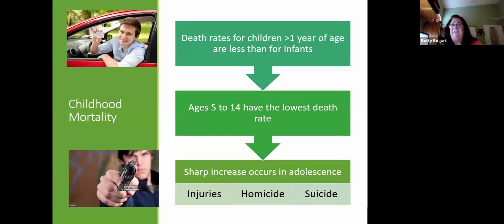Childhood mortality, death rates for children greater than 1 year old are less than for infants. What do you think? Well, infants, they're going to get sick. Whatever they were born with is going to take over them, or they're born with all of these things going on and they die. No, they get all their immunizations and they build up their immunities and they make it to toddlers. Okay. Death rates for children greater than 1.